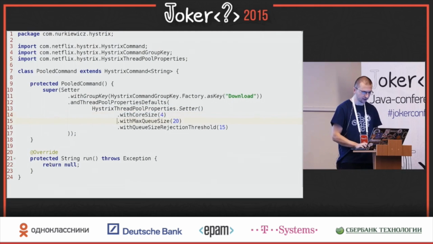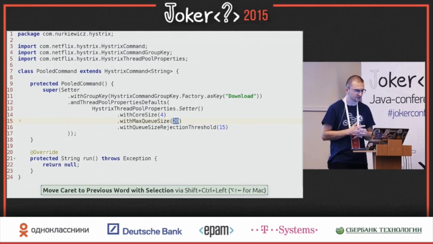Okay, but back to the actual slide. We have a thread pool for this command group, and this thread pool has at most 20 elements in the queue.